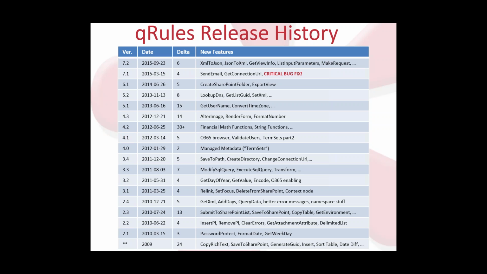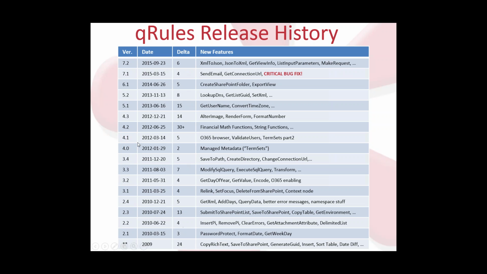You can see that we've done lots of different things. This delta column, over the years, is the number of new commands or changes to commands within that release. So you can see that we've been trying to get 2 to 3 releases out a year. This year it's going to be 2. Last year was just 1.